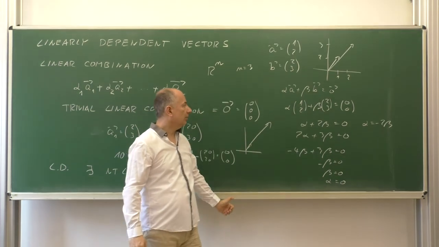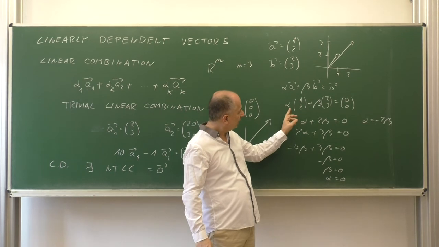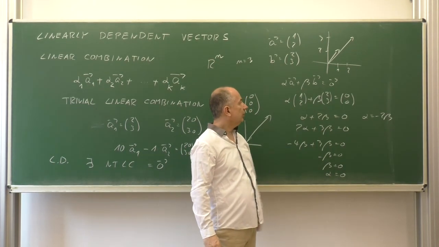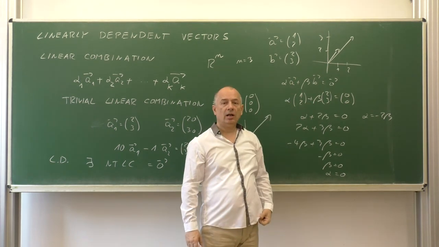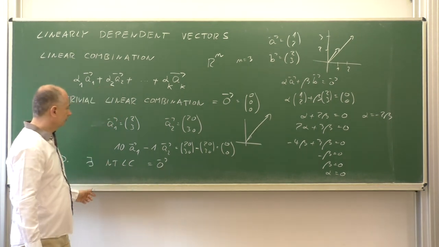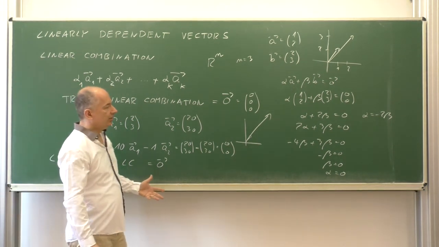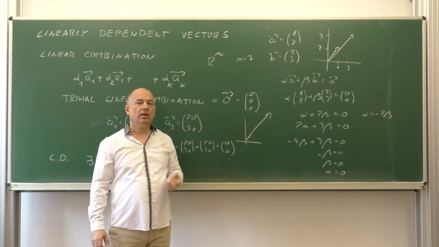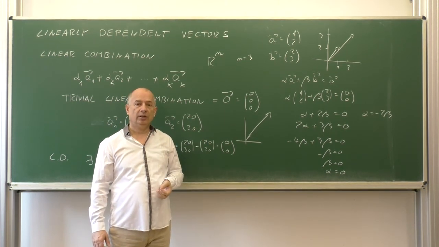And this is the only solution of this system. So it turns out indeed that only the trivial linear combination is equal to 0, and this completes the proof that these two vectors are linearly independent. In the next section, we will see some signals, some indicators that a system of vectors is linearly dependent or not.